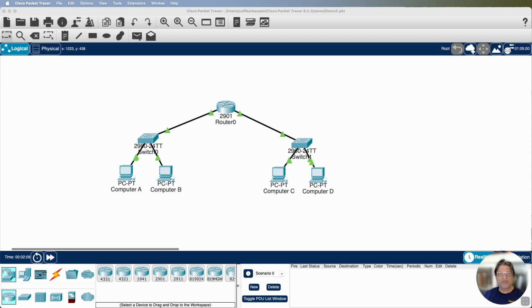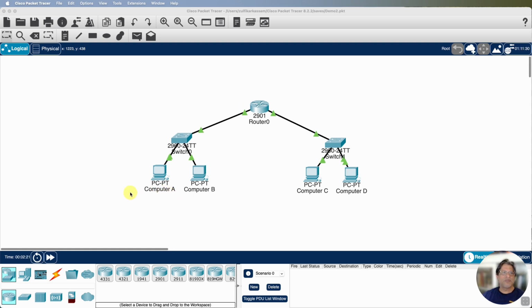Zulfikar Kassam. We're going to work on the Cisco Packet Tracer today. We'll continue on from where we left off last time. Last time we had built this network with 4 computers, 2 switches, 1 router. We had configured the computers, we configured the router so the packets could go around the network.